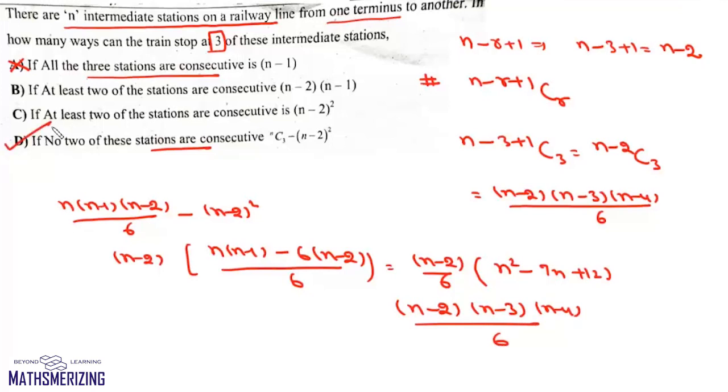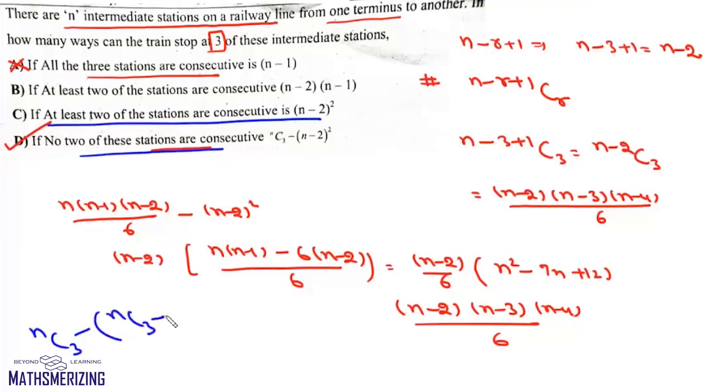Now this option C is: at least 2 of the stations are consecutive. So that means from total ways, which is nC3, we have to remove all the cases when no 2 stations are consecutive. So we'll remove this nC3 minus (n-2)^2. So this nC3 will cancel. So it will be simply (n-2)^2. That means this option C is also correct. So the correct options are C and D.